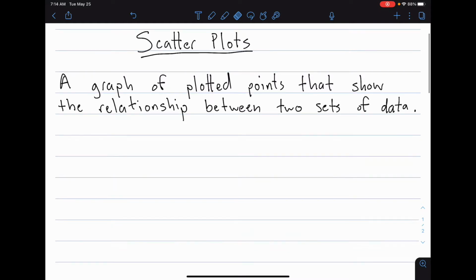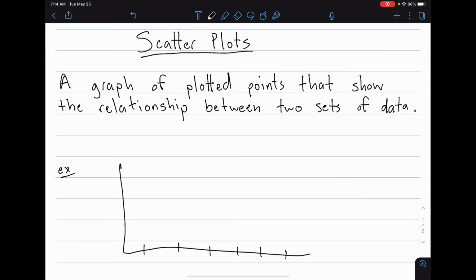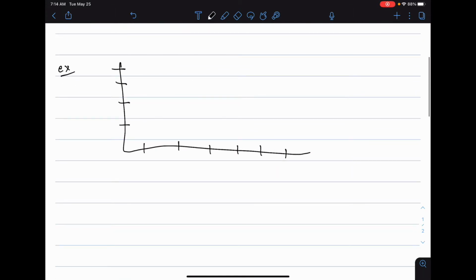Now, an example of what this looks like. Here I'm going to put temperature. What is temperature? Temperatura. And then here, ice cream sales.